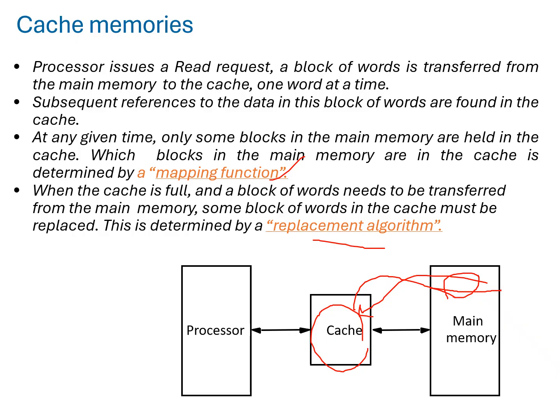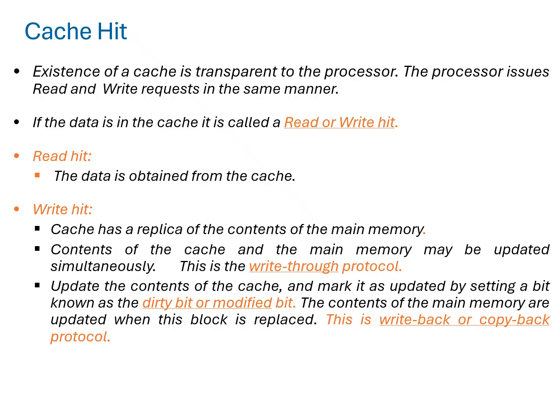So the mapping function is for placing the blocks of words into the cache memory, deciding where to place them. And the replacement algorithm is for when the cache is full, deciding how to remove a particular block from the cache memory to add a new block.